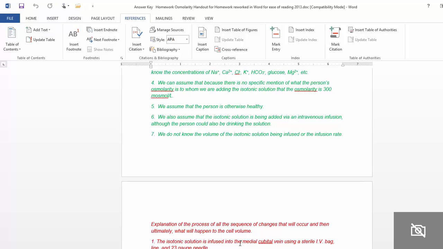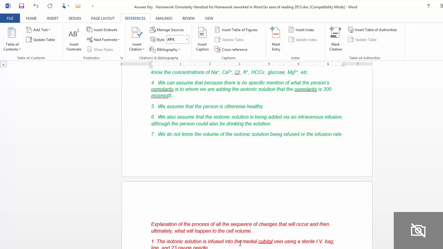So, IV infusion. We do not know the volume of the ice. We didn't say anything about the volume either. I have no idea how much we injected, right? This is easy, right? Because there's a lot of stuff that you just don't know. But it makes you think. And so you have to start there.